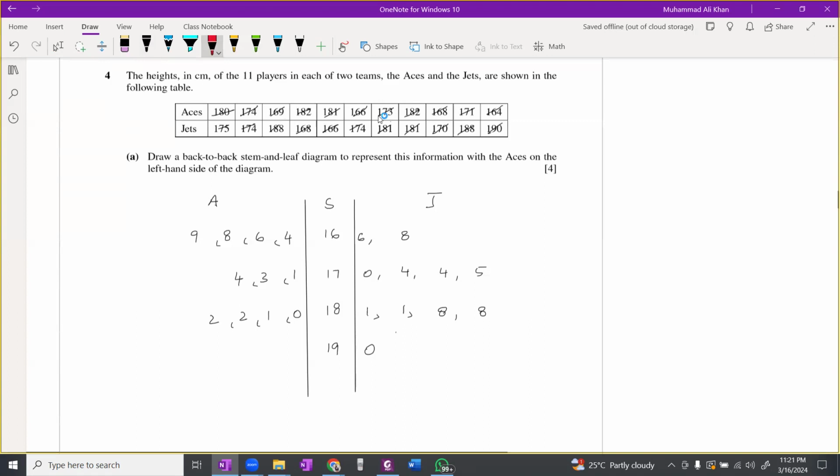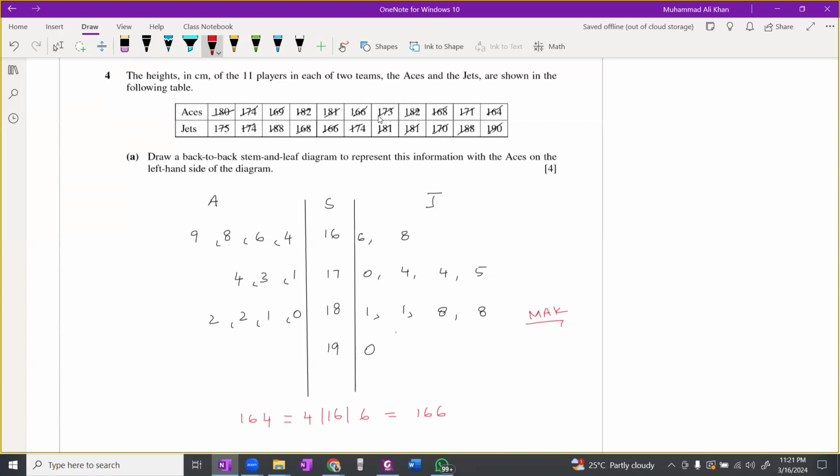Now we have to make a key. Key में with 16, and here it is 4. We can say that for jets the key is 166, and for aces the key is 164. This is the key for stem and leaf diagram.